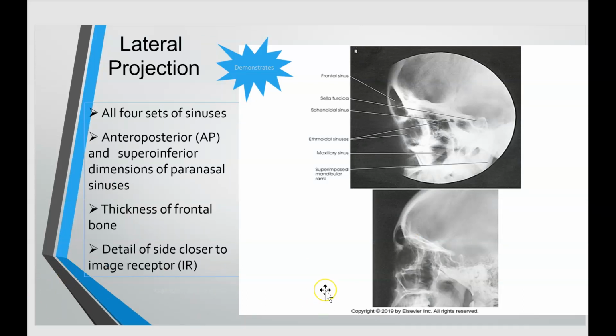Okay, so your lateral projections are going to show you all 4 sets of sinuses. It's going to also show you your anterior and your superior to inferior dimensions of those sinuses. It'll show you the thickness of the frontal bone. And of course, the detail is going to be better on the side closest to the image receptor.